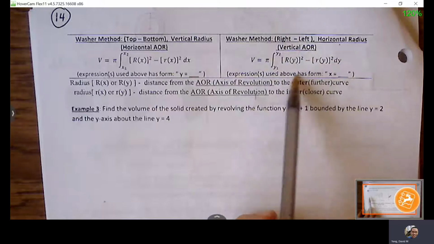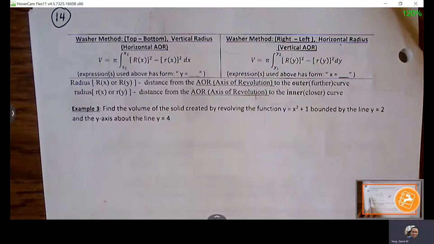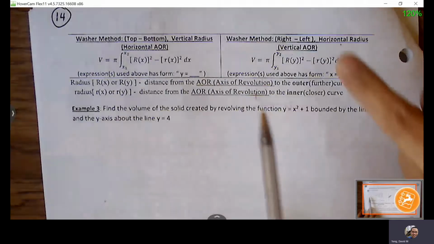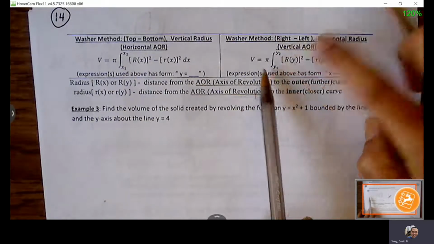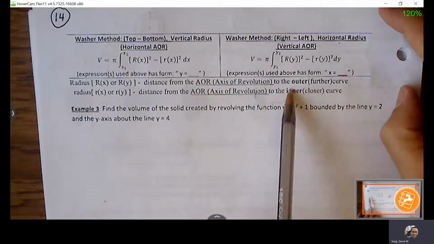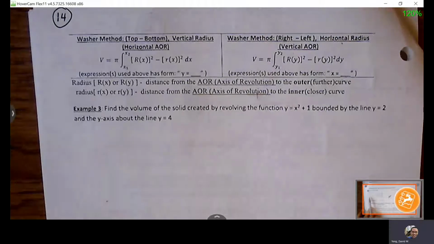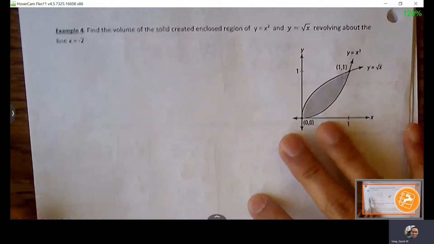Washer method with horizontal radius is going to be the most extensive problem. We have to involve 2 radii. We have to involve rewriting the equations. We have to involve rewriting the bounds, or adjusting our bounds to be in terms of y. So these are the most time intensive. Okay, let's see if we can go through that slowly and at least get more comfortable with the steps involved.